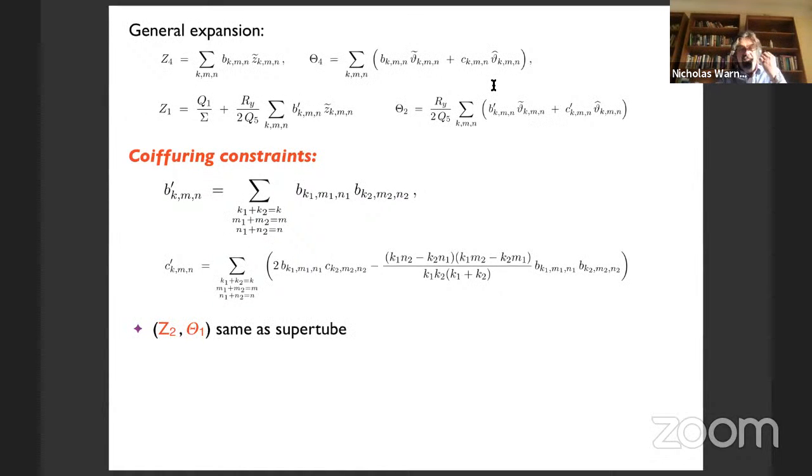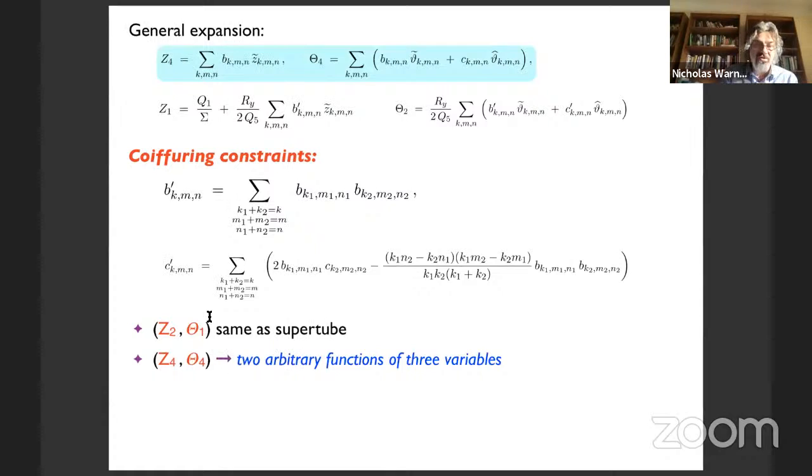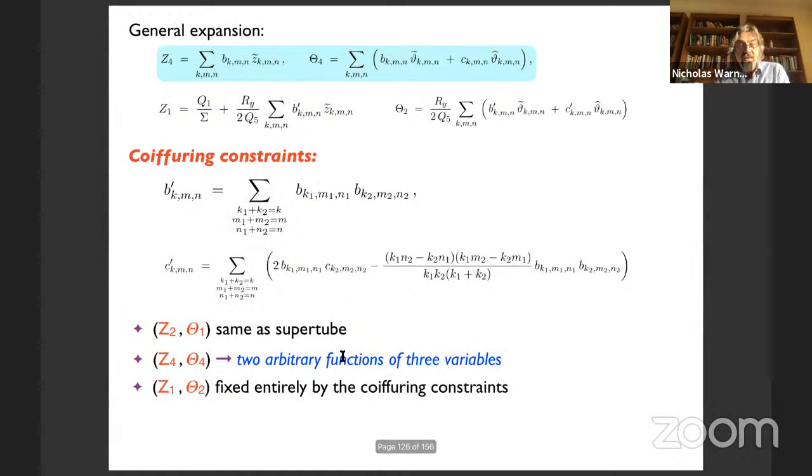So this class of solutions, it's not necessarily the only class, is: don't mess with Z2 and theta 1. You get to choose Z4 and theta 4 at will. And this means 2 sets of Fourier coefficients, which means you've got a choice of 2 arbitrary functions of 3 variables. Z1 and theta 2 are then fixed entirely by the Coiffurian constraints.